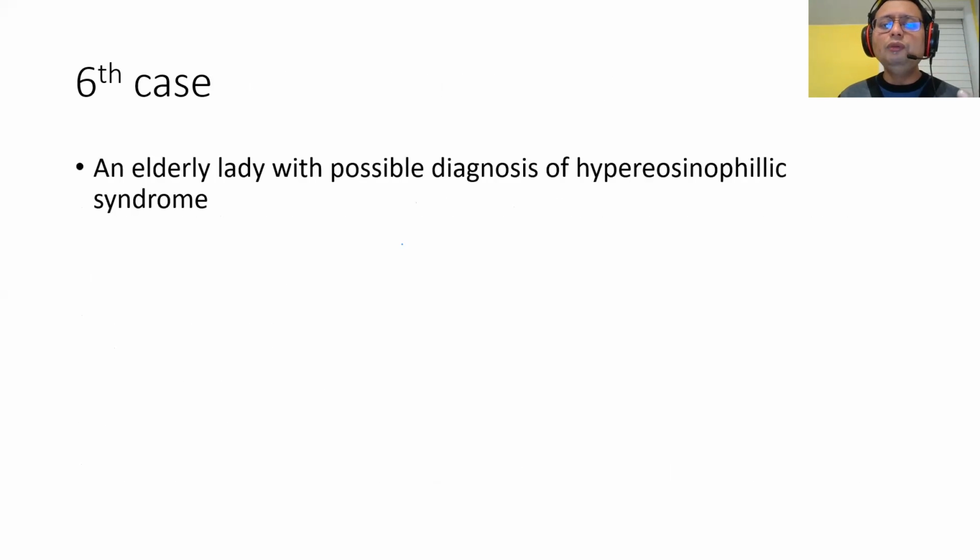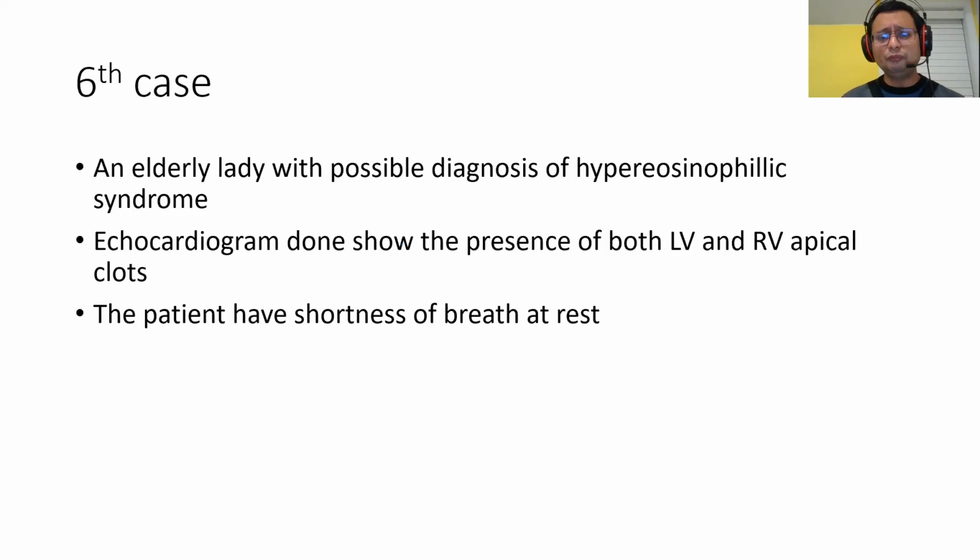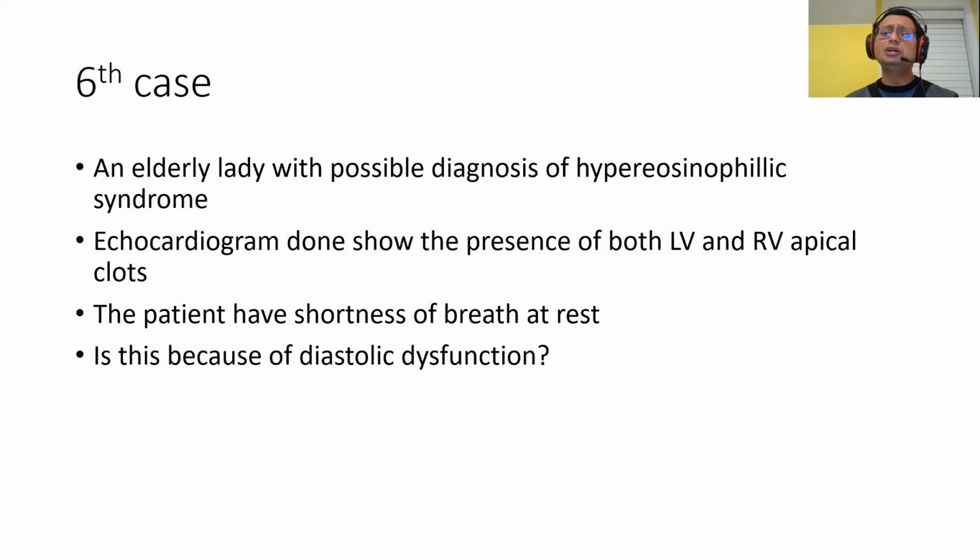This is case 6. An elderly lady with a possible diagnosis of hypereosinophilic syndrome, otherwise known as Loeffler myocarditis. Echocardiogram done shows the presence of both LV and RV apical clot, which is typical of this disease. One tip: this disease always appears on exam. It shows a typical appearance of image. The patient has shortness of breath at rest. Is this because of diastolic dysfunction?